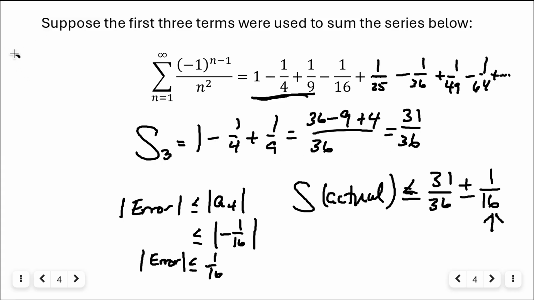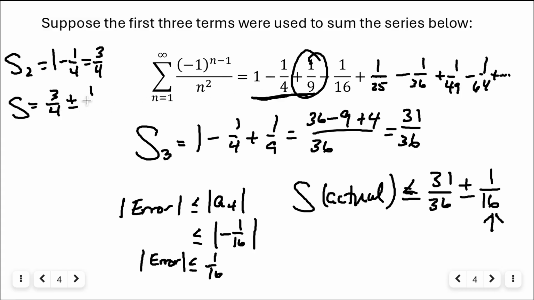If I were to use S sub 2, the first two terms, 1 minus 1/4 is 3/4, then I'd be off by 1/9. So then the actual sum would be 3/4 plus or minus 1/9. Okay? That's how this works. You're going to the first unused term after you find your partial sum to determine what that error would be. All right? So, same idea.